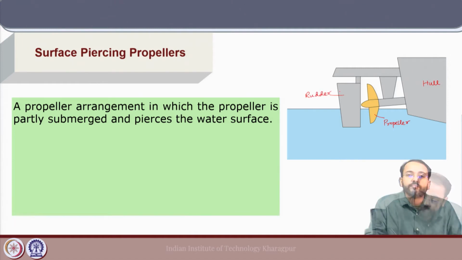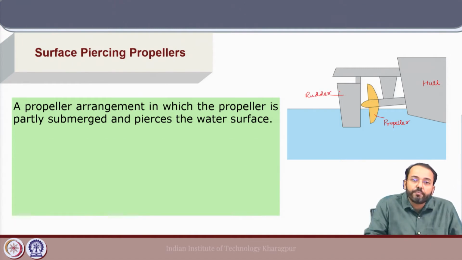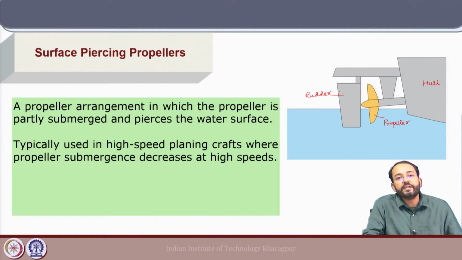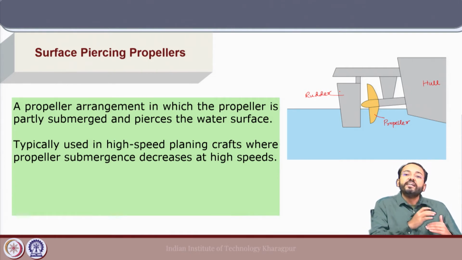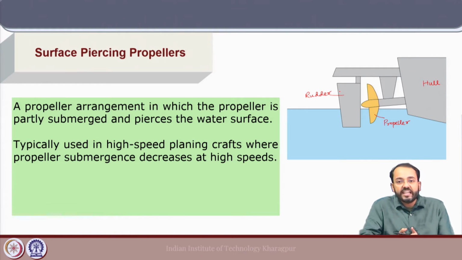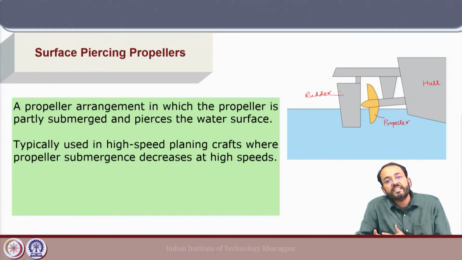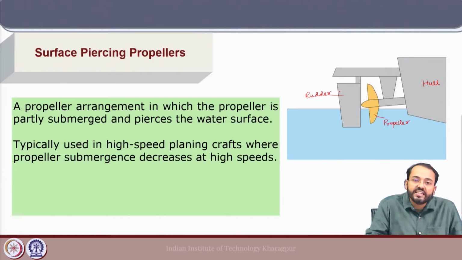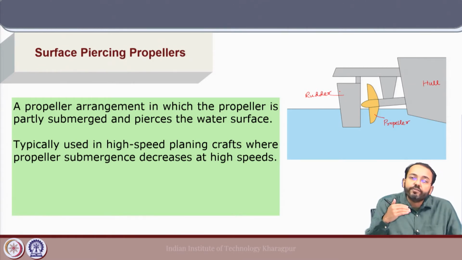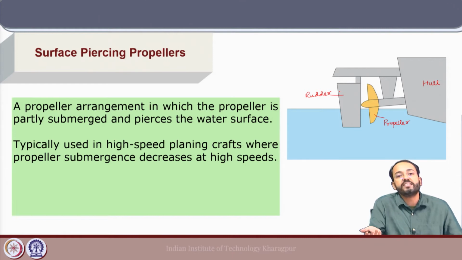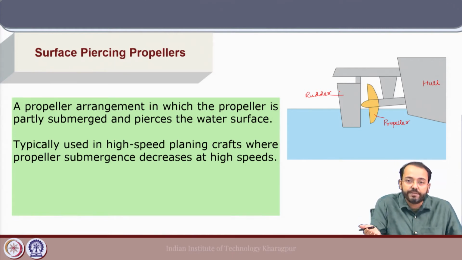rudder. These surface piercing propellers find applications typically in high speed planing crafts, where the Froude number is very high and the crafts operate in the semi planing and planing range. That means during the high speed operations, the trim as well as the immersion of the craft changes, and that changes the propeller submergence, especially at high speeds.